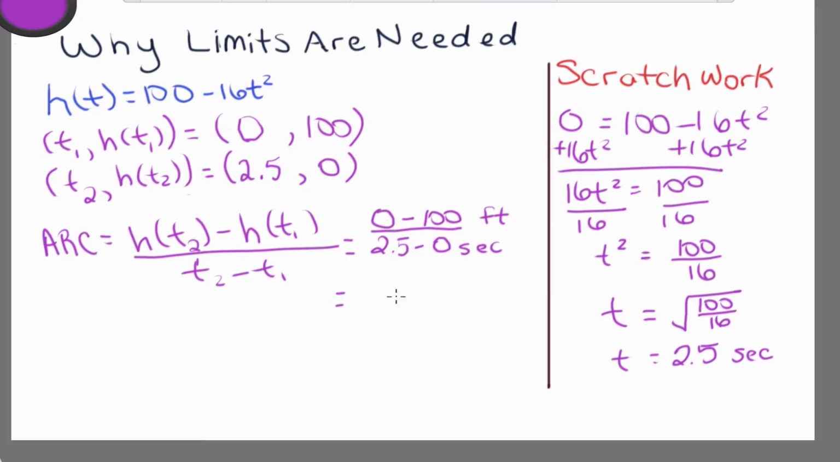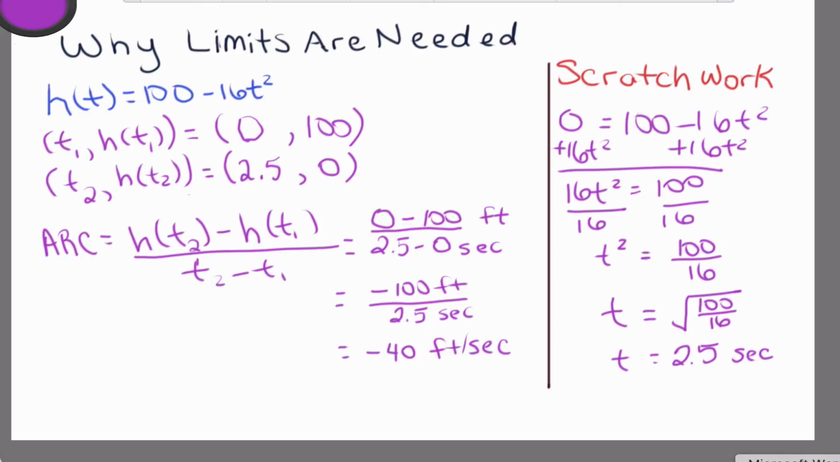On top, we have 0 minus 100, which is negative 100 feet. On the bottom, we have 2.5 minus 0, which is 2.5 seconds. If we divide negative 100 by 2.5, we'll get negative 40. And of course, that is feet per second. Okay, so we answered that question. We know that the average rate of change is negative 40 feet per second. Well, what does that mean?